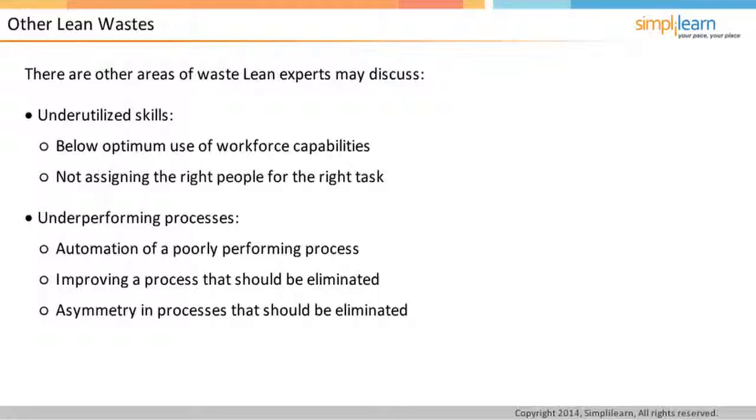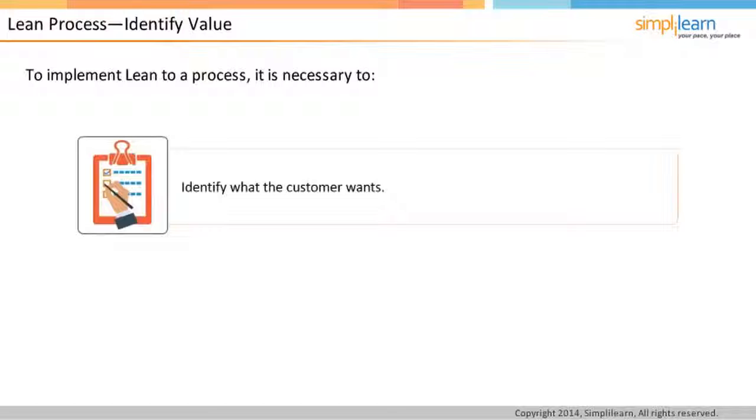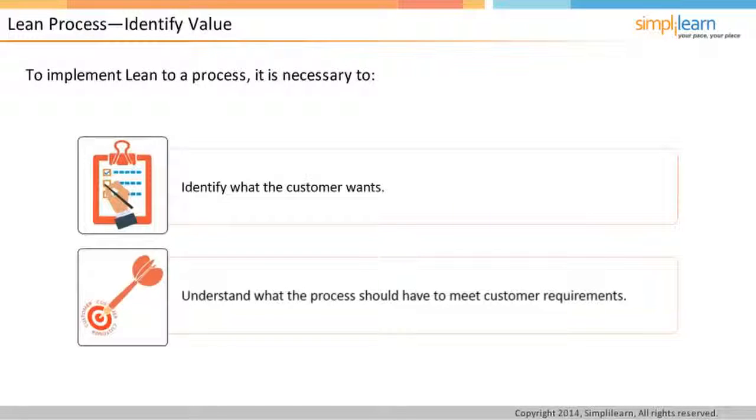We will cover each step of the lean process in the next few screens. In this screen, we will learn about the first step, identify value. To implement lean to a process, it is important to find out what the customer wants. Once this is done, the process should be evaluated to identify what it needs to possess to meet customer requirements. The next screen will focus on the next step of the lean process, value stream mapping.